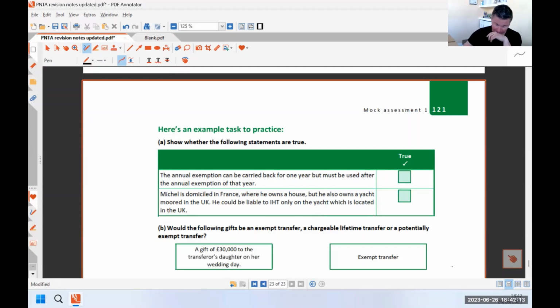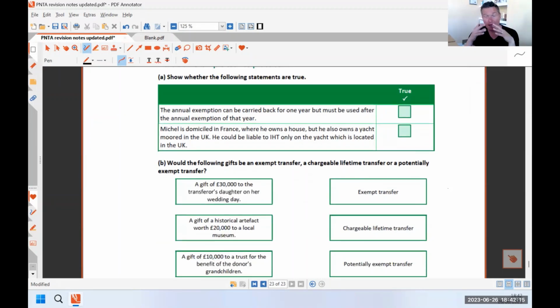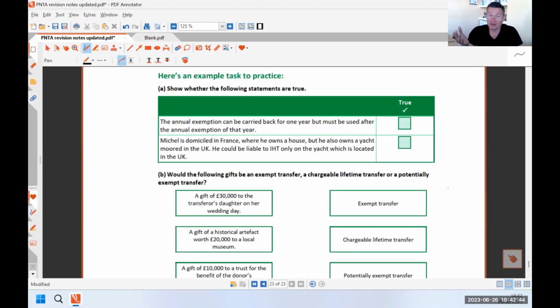However, inheritance tax on Q22 is a lot more straightforward than it was on AQ 2016. There's literally one calculation that you may need to do, which is calculating the amount of nil rate band that someone has not used when they died and transferred to their partner, and that is it. There's no other calculations you need to do. There's lots of true, false, and drag and drop kind of things. So, speaking of which, this is what we've got.